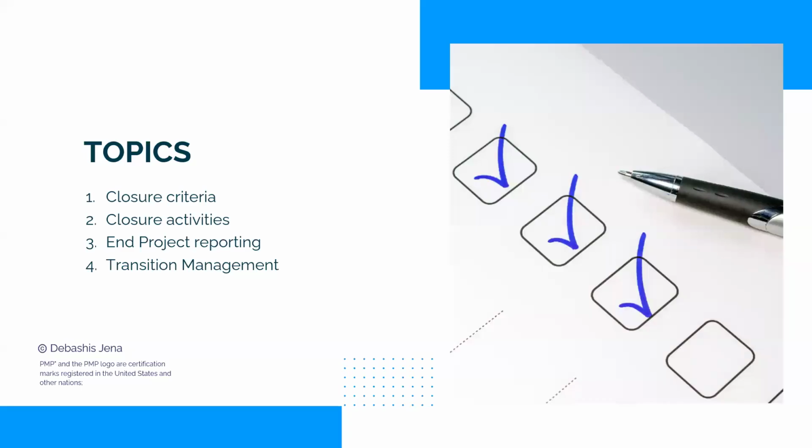Okay, so closing the project. Not much to learn here. We'll talk about reasons for closure. How could a project close? Then typical closure activities, we run through the list. And something called end project report, we generally prepare. And last thing, I'll touch upon a little bit on transition management, rolling out change. So these are the few things we'll touch upon.